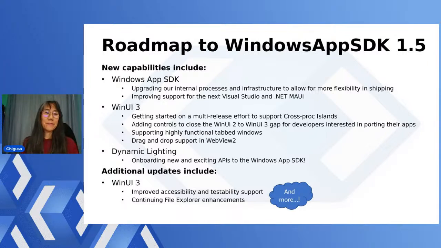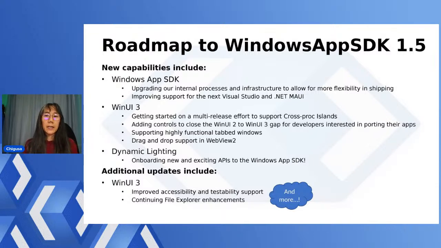Hi, so I wanted to share this exciting 1.5 feature list. Just so you know, this does not include things that we have to do, like bug fixing, stuff like that, that's assumed. For Windows App SDK, we are doing infrastructure work so that we can ship more often and have more flexibility in shipping cadence and improving support for Visual Studio and MAUI and such.